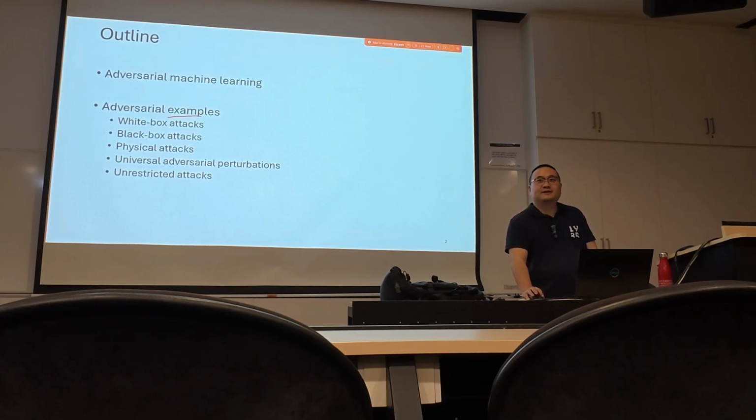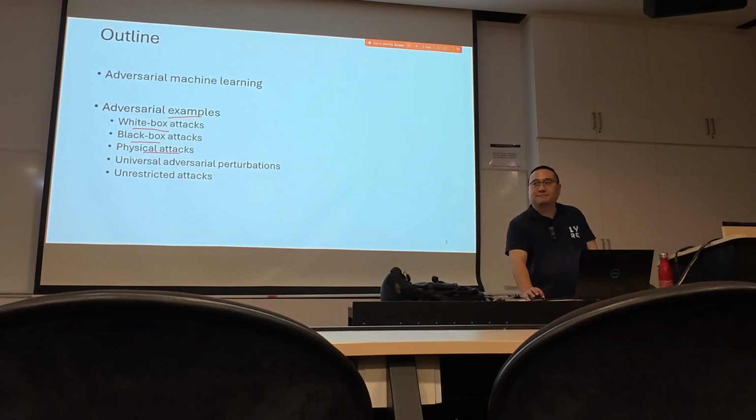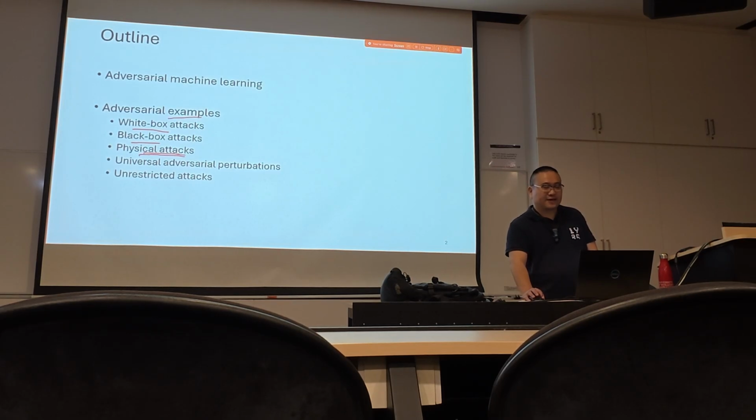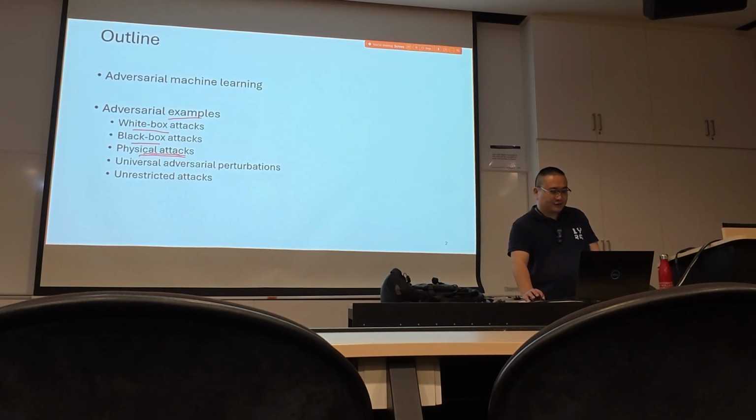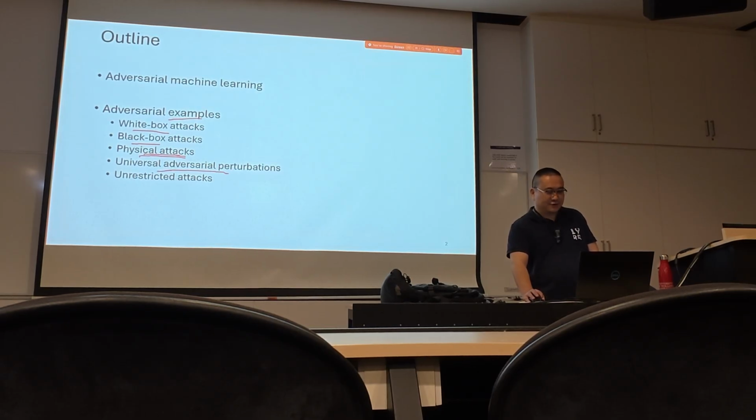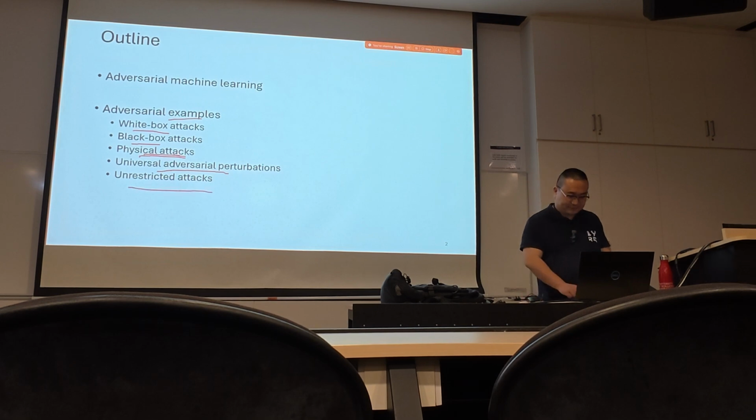For adversarial examples, they are attacks. We have different assumptions to generate the attacks. So we can have white box attacks, black box attacks, and we can also generate physical attacks. Besides the digital attacks, which can only exist in the digital format, we can also generate physical attacks that can be captured by real-world cameras. I will also talk about universal adversarial perturbations, so we'll learn that soon. And finally, we will talk about unrestricted attacks.